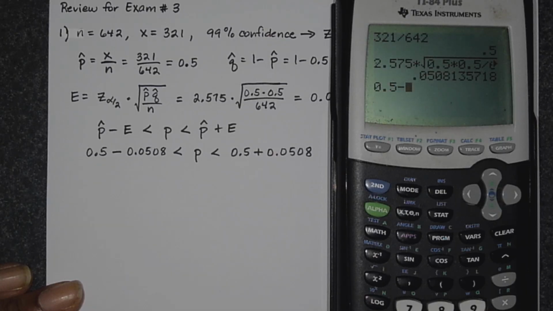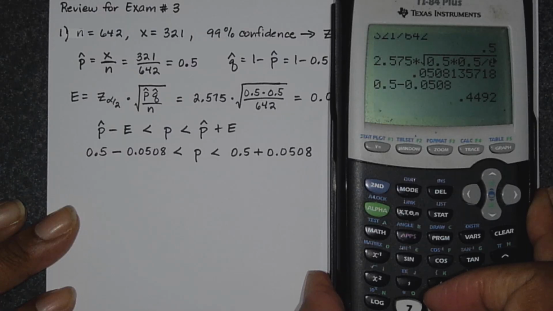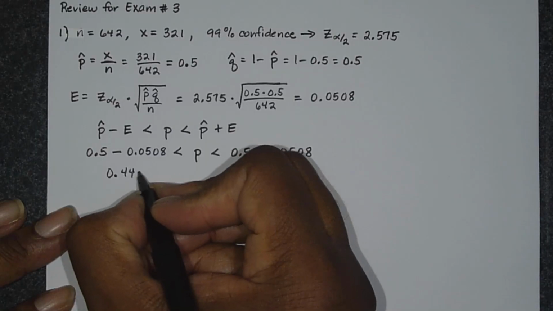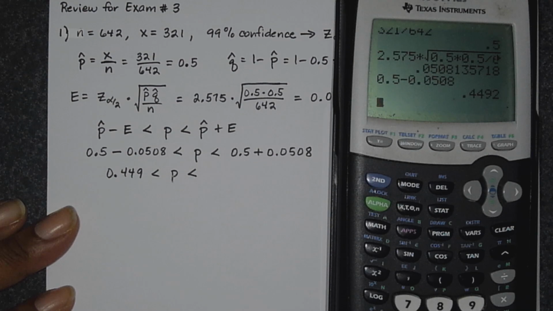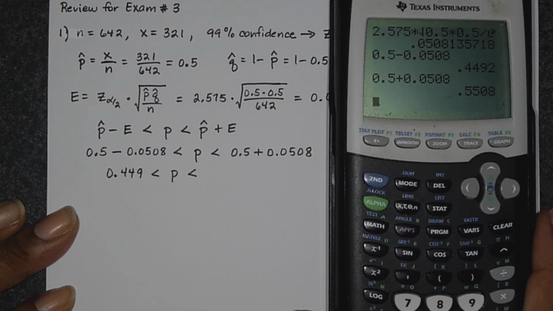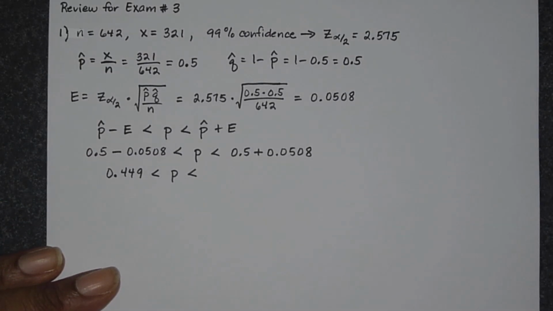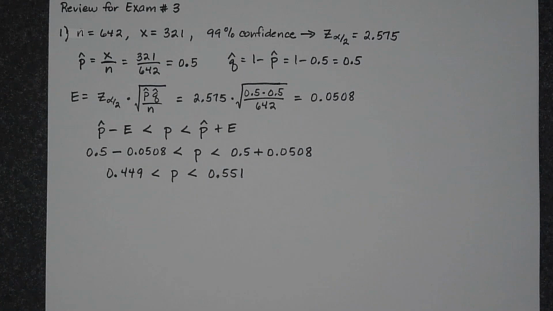Let's see, 0.5 minus 0.0508. Let's say I want to round this off to 3 decimal places, because it does say round to 3 decimal places in this problem. So 0.449 would be the lower limit. That's going to be less than p, and less than, let's see, 0.5 plus 0.0508. To 3 decimal places, that would be 0.551. So that's my confidence interval.